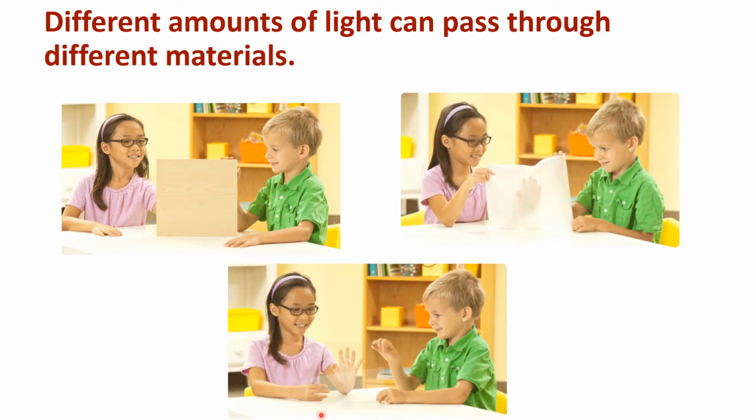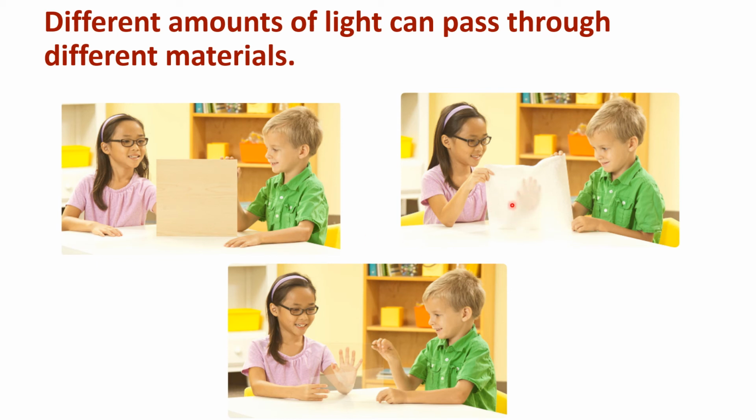What are some differences you see in the objects shown in the picture? You can see this is wood. For example, a door is made of wood. This is a wax paper and this is a clear glass. So what happens when you shine a light source on these objects? The wood, for example the door which is made of wood, blocks the light.